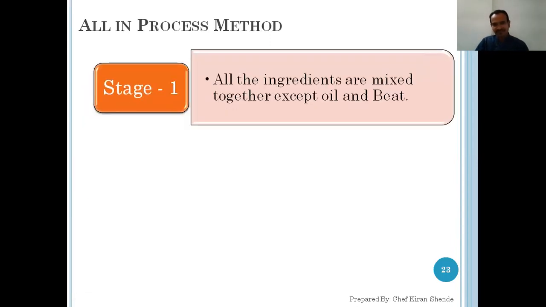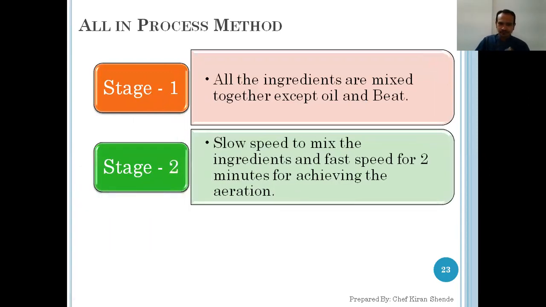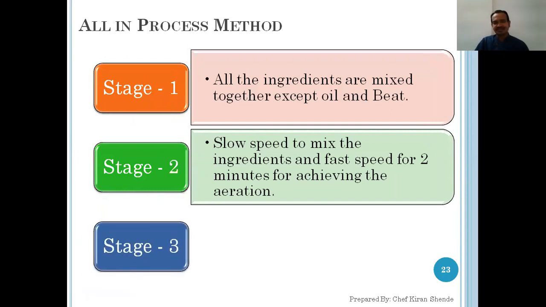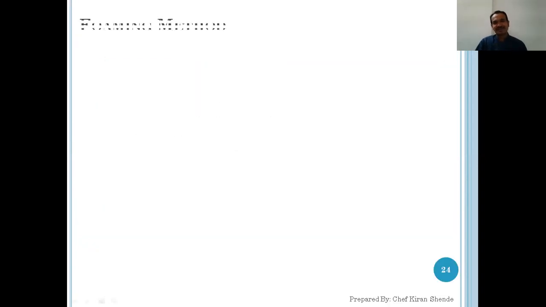Stage 1, what happens here? All the ingredients are mixed together except oil, and it is beaten at a slow speed. Speed is eventually increased to a higher speed to achieve more aeration, and in stage 3, the fats, by means of oils or melted butter, are added to the creamed mixture. This is most suitable for making eggless cakes from a ready mix packet.